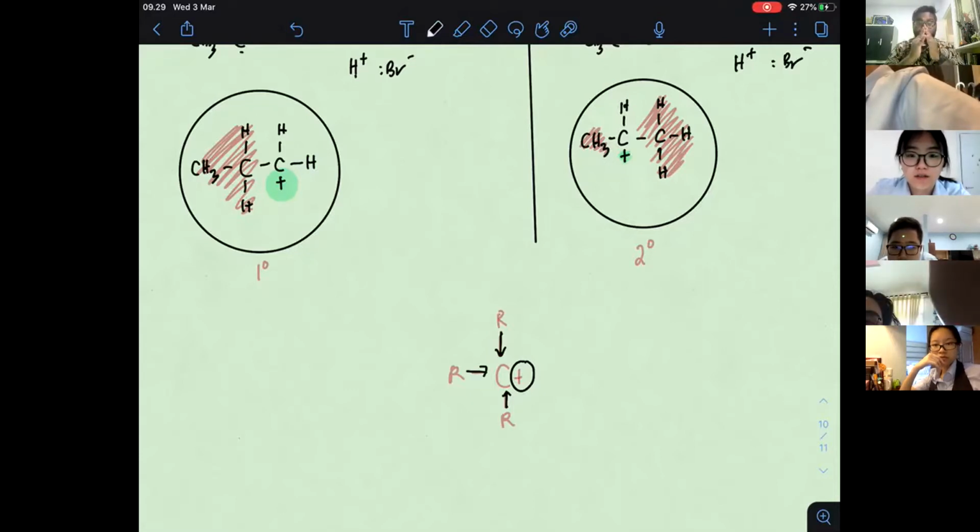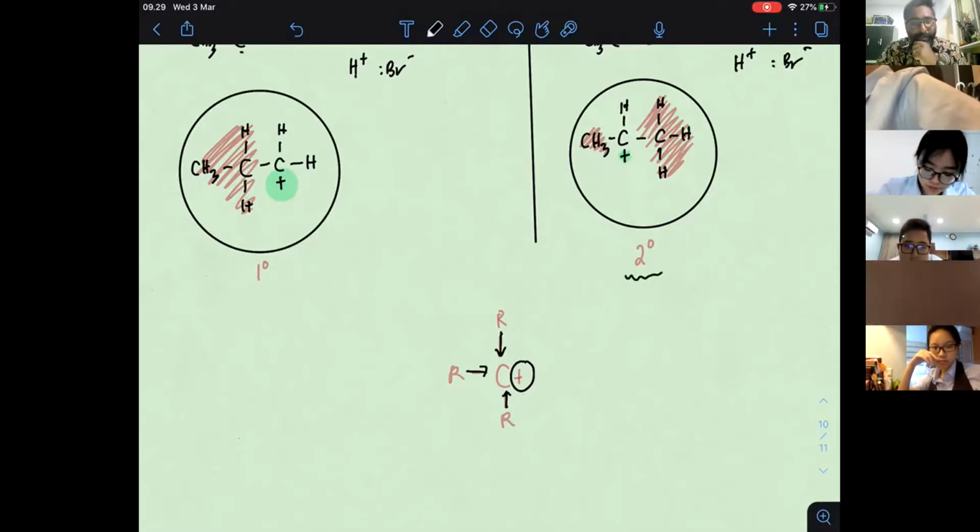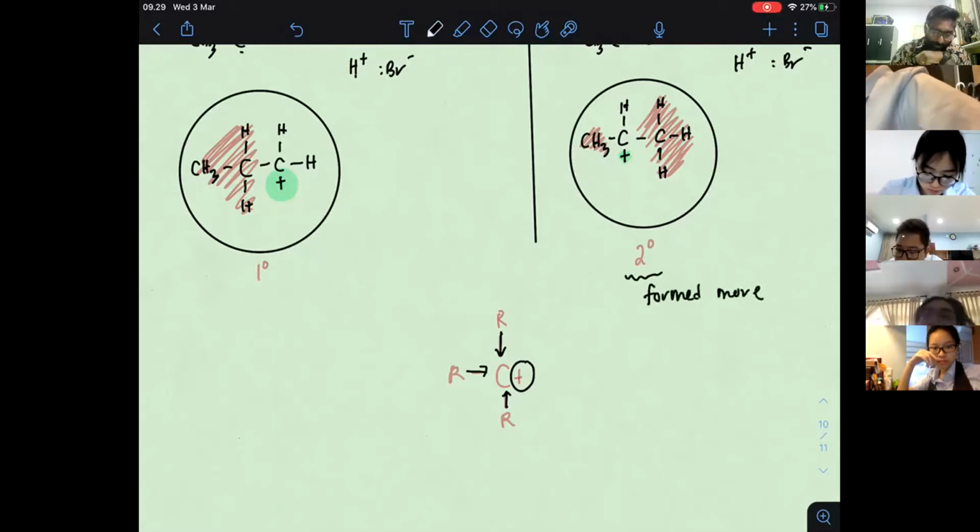For the second one? Between primary and secondary, which one will be more stable? Secondary, because the charge distribution is more even. Yes, so this is more stable. Therefore, this will be formed more compared to this.